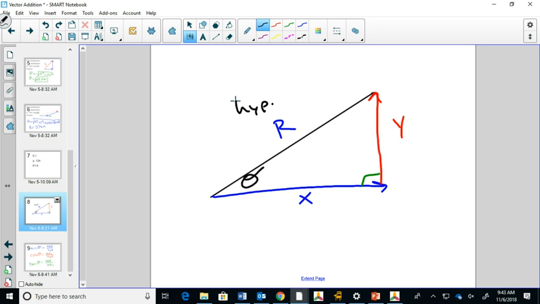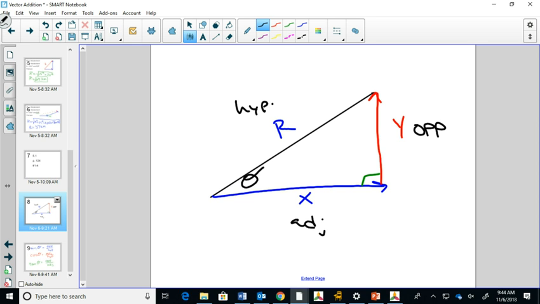What is the x in this triangle? It's adjacent, because it is next to the angle, right? It's part of that angle. And what is the y? It's the opposite. Okay? So based on that, when we make these pieces, we can determine what the lengths of these two sides are. So let's try it once.